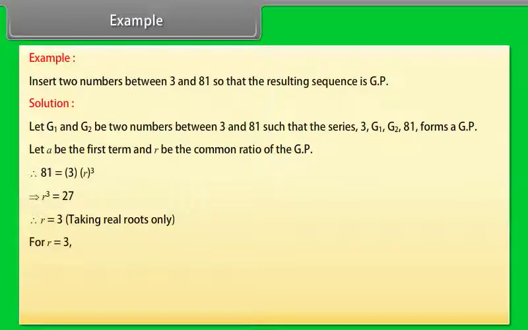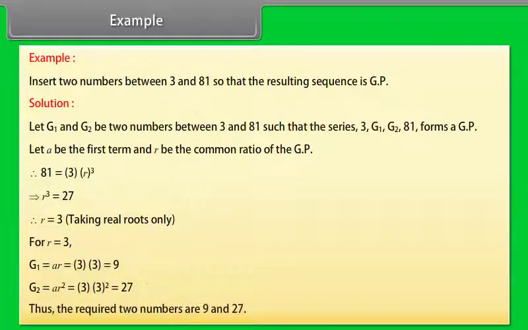For R is equal to 3, G1 is equal to A into R is equal to 3 into 3, which is equal to 9. G2 is equal to A into R square is equal to 3 into 3 square is equal to 27. Thus, the required two numbers are 9 and 27.